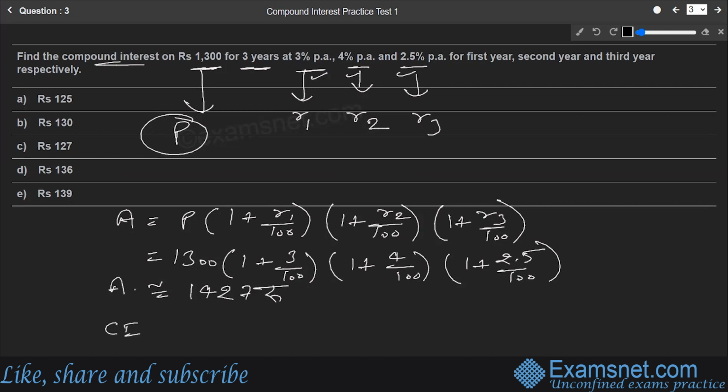What is the compound interest value? Compound interest is always amount minus principal. The amount value is 1427.